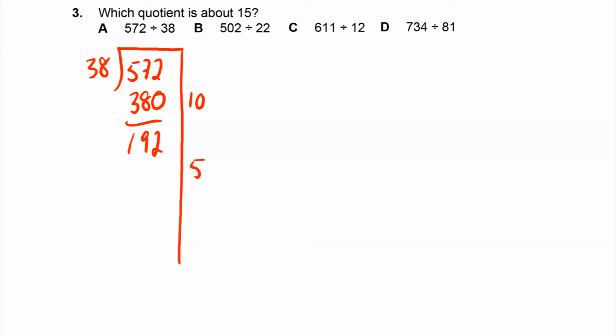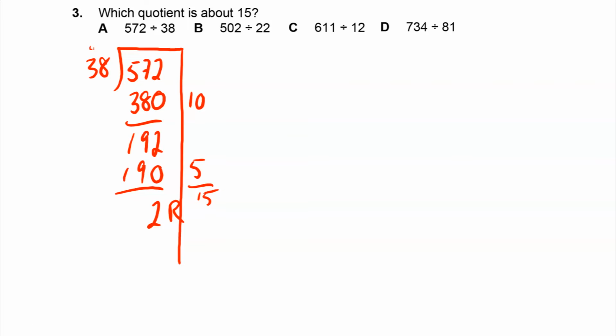Now I'm going to multiply by 5. 5 times 38. 5 8s are 40. Carry the 4. 3 times 5 is 15. It's 19. Which leaves me with 2 remainder. So that one is pretty close to 15 with a small remainder.